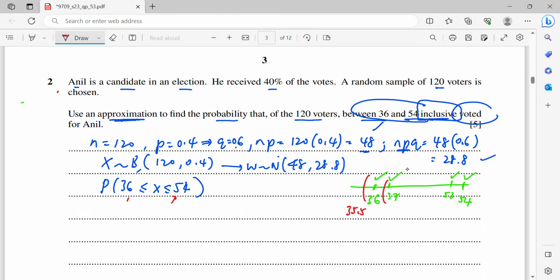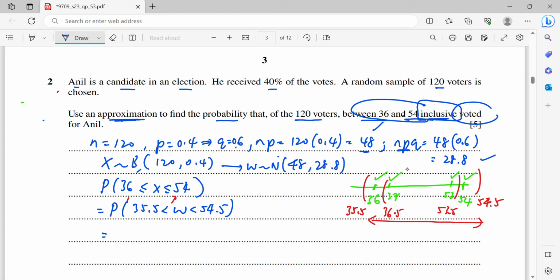But if I add 0.5 to 36, it will be 36.5. Same goes for the 54. If I minus 0.5 from 54, it will be 53.5, and if I add 0.5 to 54, it will be 54.5. Obviously, to include the ticks, I have to choose the wider range or wider interval. So that means it will be from 35.5 until 54.5.